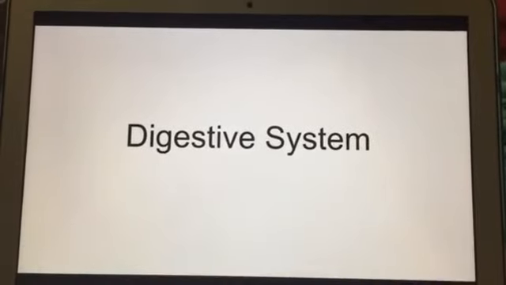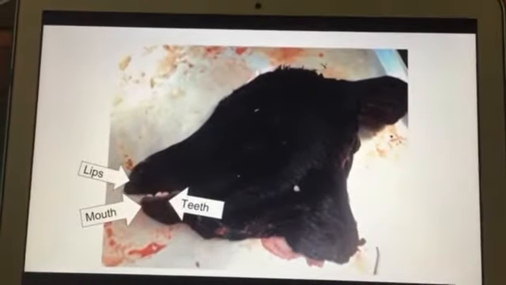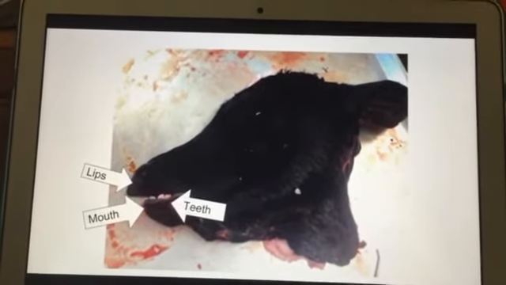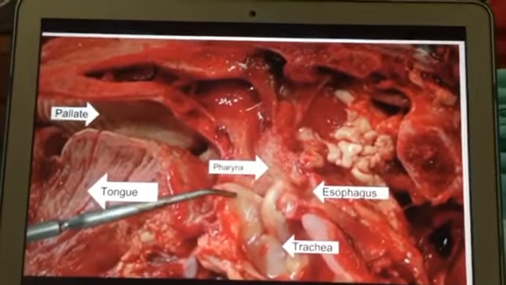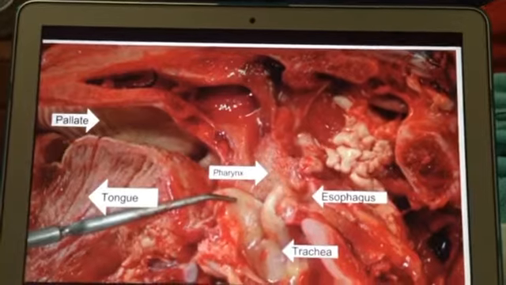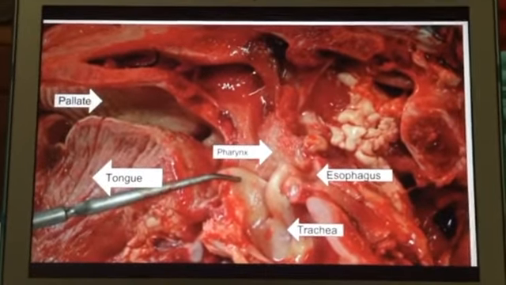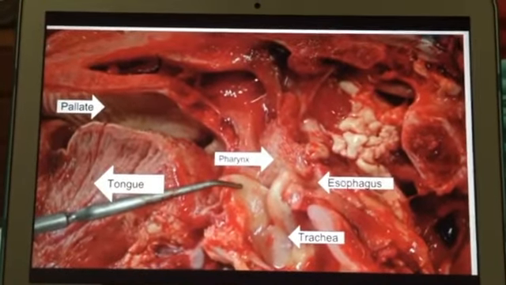The next system we will discuss is the digestive system. The digestive system begins with the lips and mouth. The space between the lips and teeth is called the oral vestibule. The dorsal wall of the oral cavity comprises the hard palate rostrally and the soft palate caudally. The hard palate has a thick mucous membrane that is characterized by transverse folds called palatine rugae. The soft palate extends toward the base of the epiglottis.